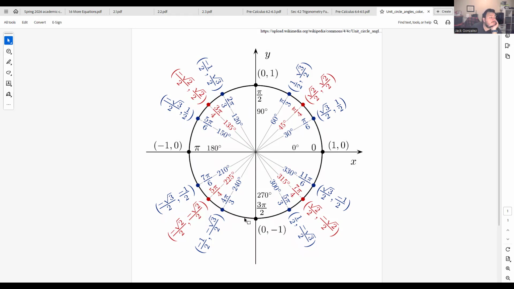Three pi over two is right here. It's saying that theta, that angle we're talking about, is going from here to 2 pi. 2 pi being 360, so if I start at 0 and do 360, I'm back where I started. So 2 pi and 0 is the same location. So from here to here is where theta is located.